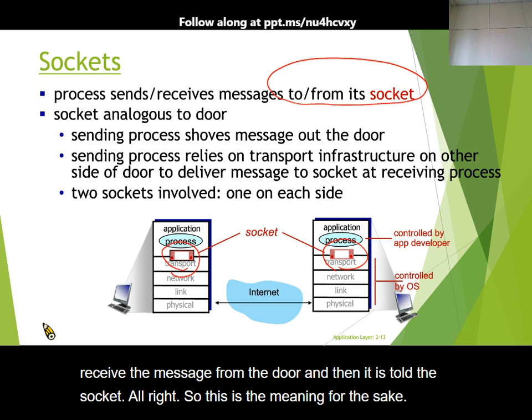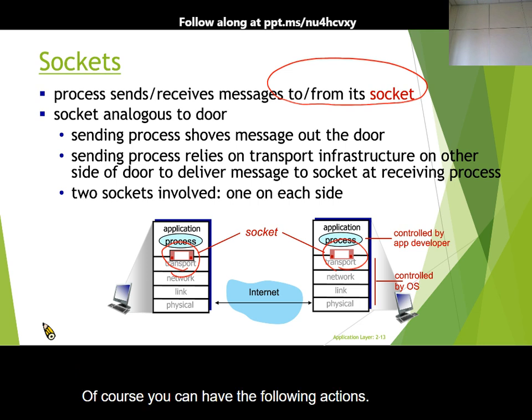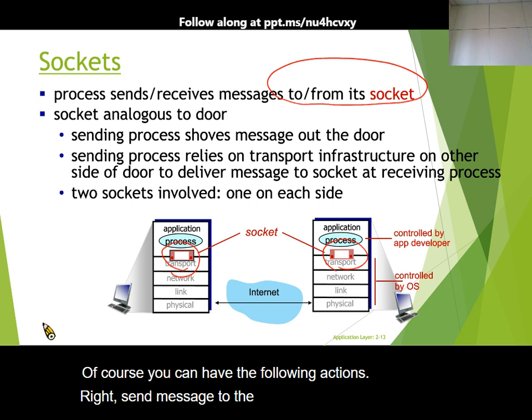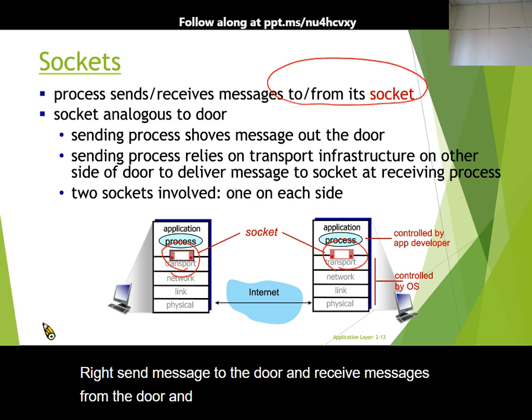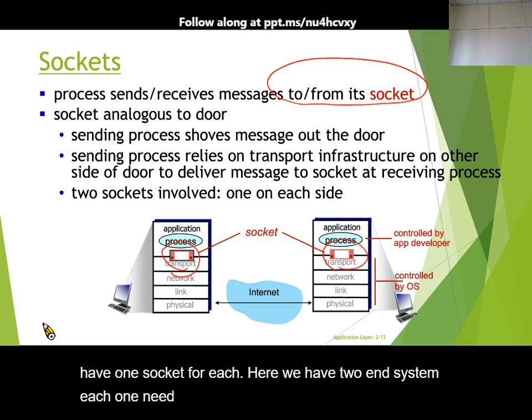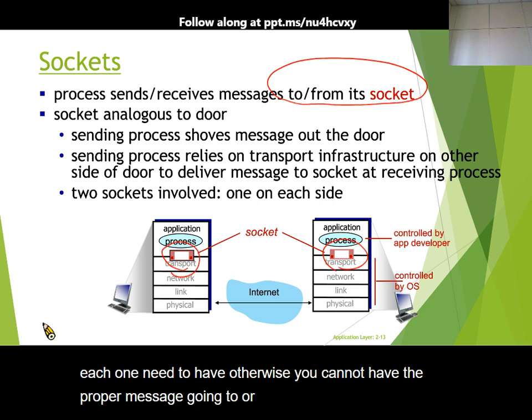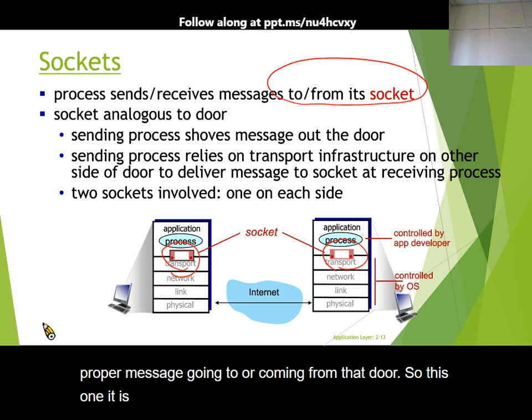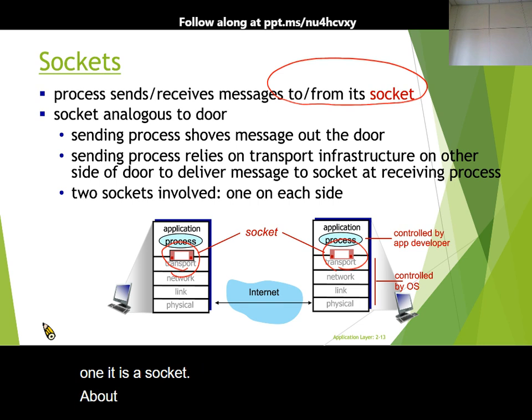So of course you can have the following actions, right? Send message to the node and receive message from the node, and in fact, one on each side. So you should have one circuit for each. Here we have two end systems. Each one needs to have its own door, or otherwise you cannot have the proper message going to or coming from that door. So this one, it is a circuit. Well, about the definition or the explanation on circuit, is it okay? All right, I think it should be okay. Let me go to the next one.